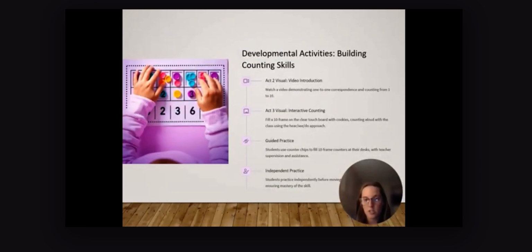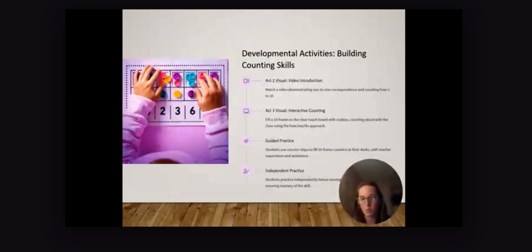The developmental activity would be building on those counting skills. Act 2, a visual, would be a video introduction demonstrating one-to-one correspondence and counting from 1 to 10. This is introducing this idea, going from the cookies, which wasn't really counting but just introducing that, to the actual skill of counting.